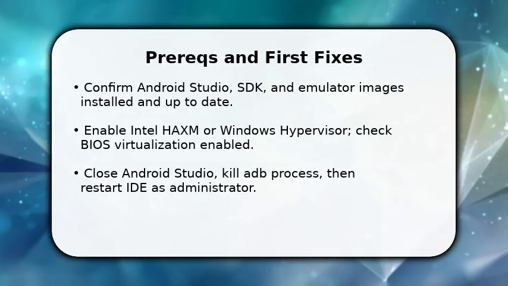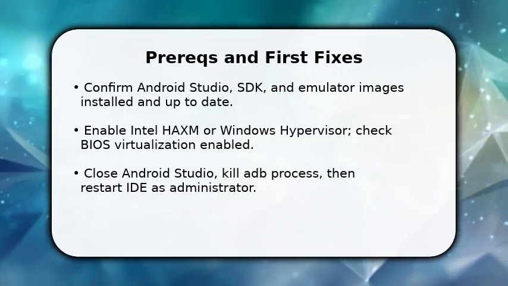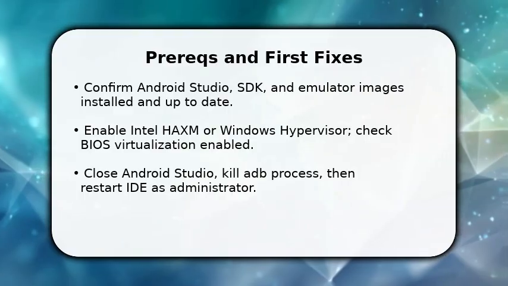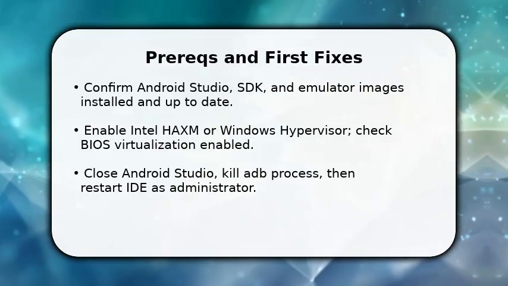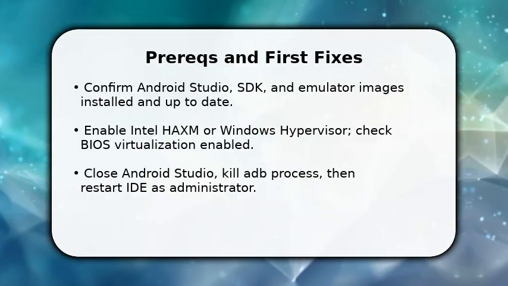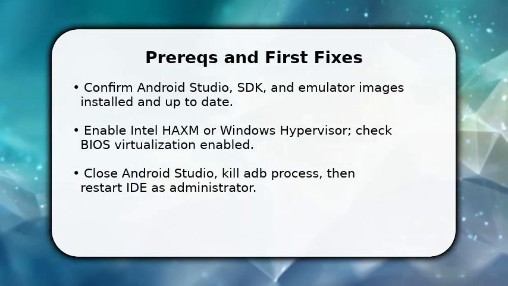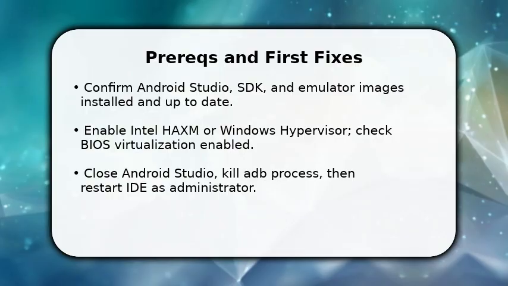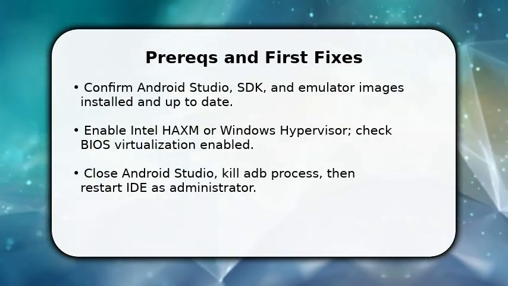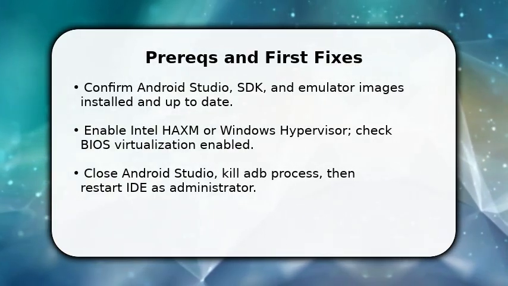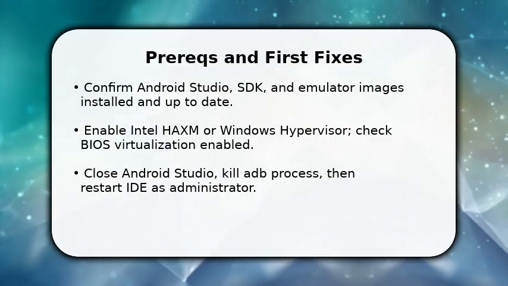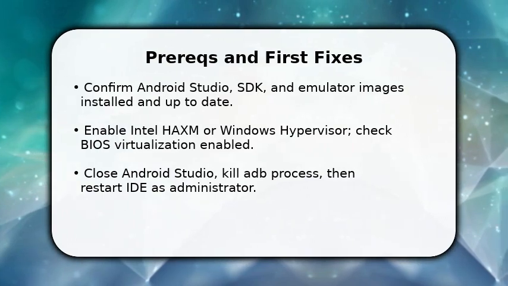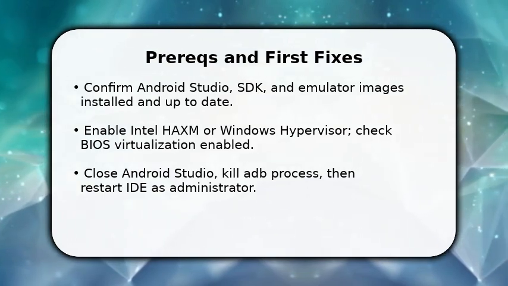You start by verifying prerequisites. Make sure the SDK, platform tools, and a system image are installed and virtualization is enabled in BIOS. Once done, close Android Studio and kill any lingering ADB or emulator.exe processes from Task Manager or Terminal. This prevents port conflicts. Next, run Android Studio as administrator so it can update emulator components. These steps unblock most startup errors because they remove resource locks and ensure the emulator has the required low-level support.